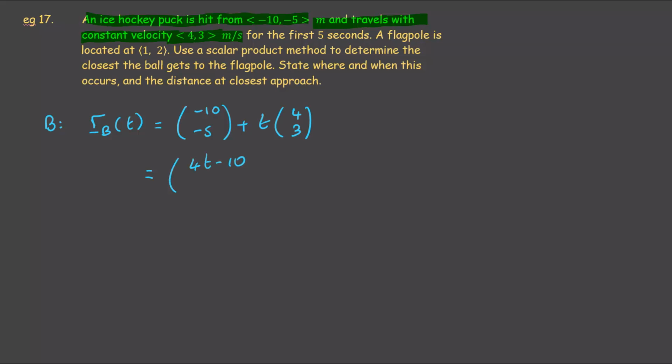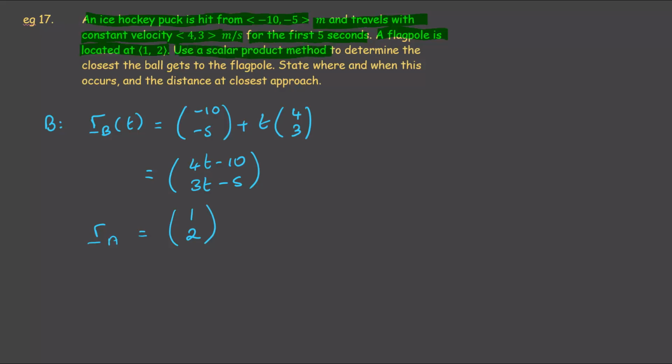(4t - 10, 3t - 5). And it says this happens for the first 5 seconds. A flagpole is located at (1, 2). So that's giving us our R of the object A, and that is just (1, 2) because that's a stationary object.